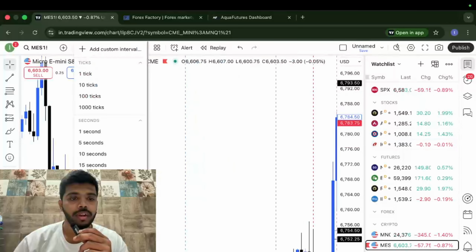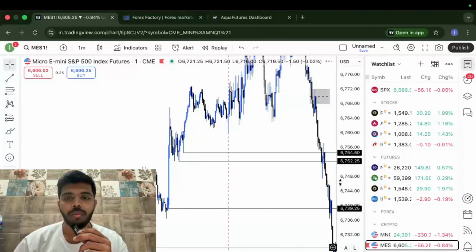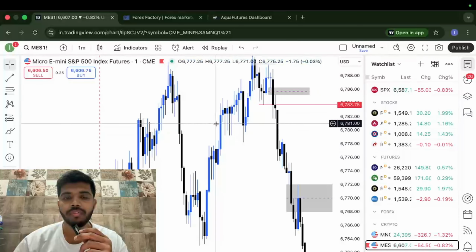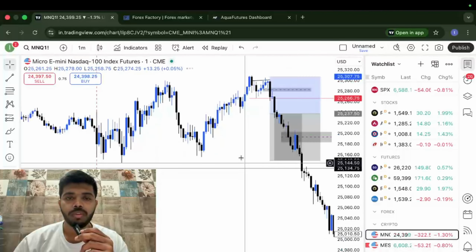Oh, wait. Okay, I've scaled down to a 1 minute time frame, and after that I have marked all the possible FVGs. So we have this FVG right here, we have this FVG right here, and the market also filled equilibrium on both of these pairs.